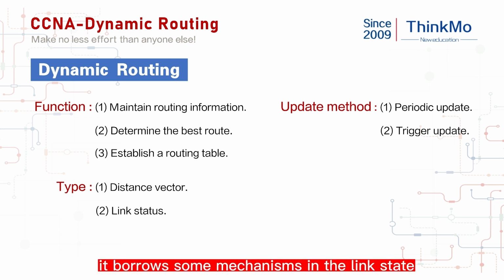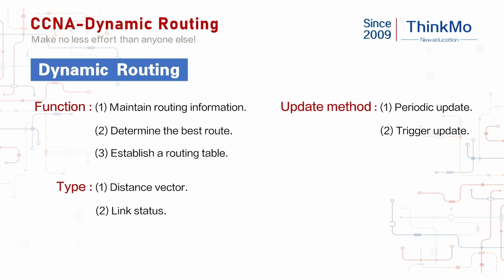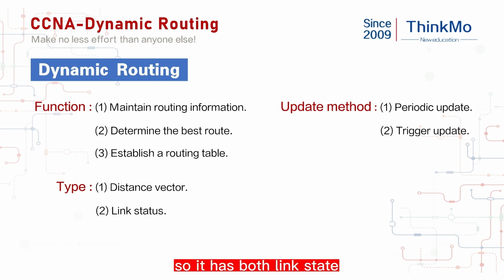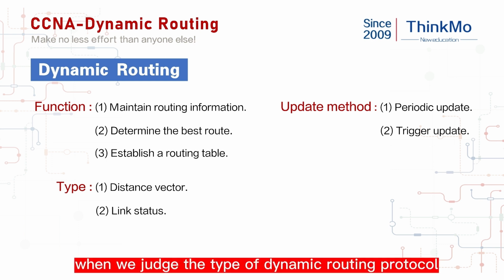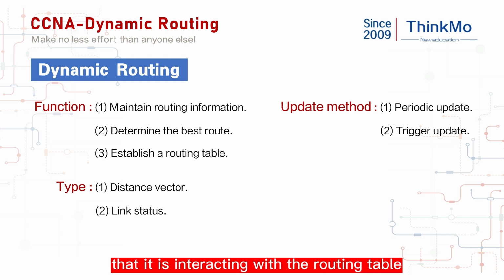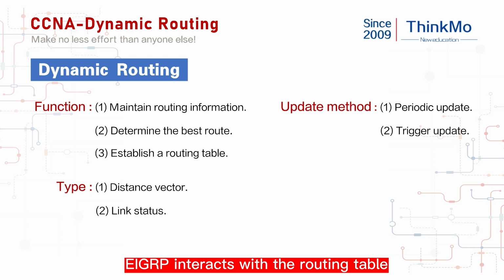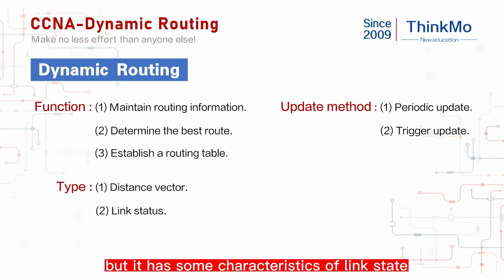It borrows some mechanisms from link state, because the development of EIGRP referred to some public protocol factors. So it has both link state and distance vector features, but in the end it's a distance vector protocol. When we judge the type of dynamic routing protocol, the specific thing is whether it interacts with the routing table or link state information. EIGRP interacts with the routing table, so it's essentially a distance vector protocol, but it has some characteristics of link state.